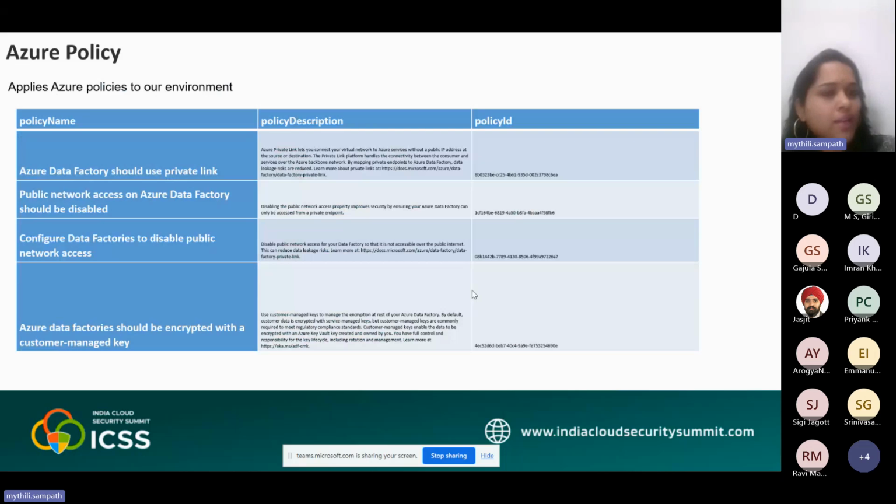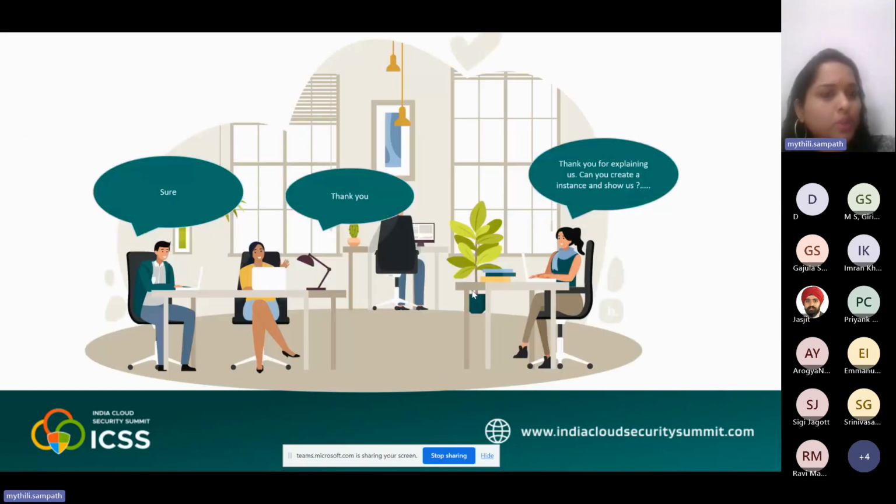And then the last one is Azure Policy. You can define the policy, and it will automatically apply to all your resources.